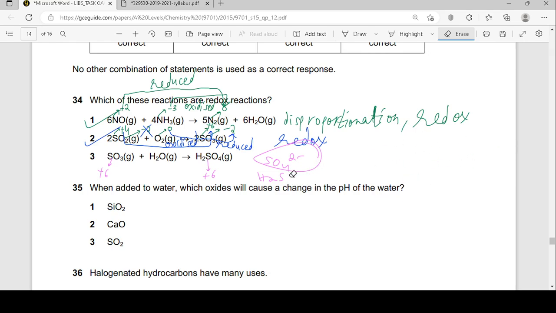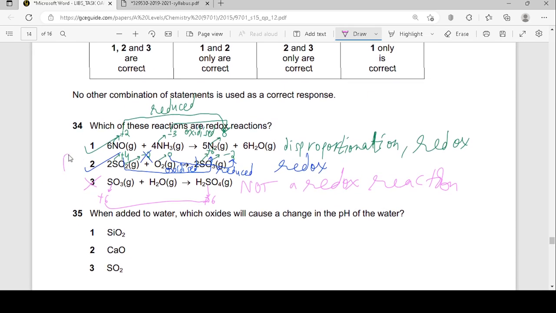There are different fixed oxidation states, except in certain compounds like OF2, H2O2, some stuff like that, I think. But anyway, this is not a redox reaction, right? So basically that means if 1 and 2 are right, what's going to be my answer? It's B. Okay, answer is B.